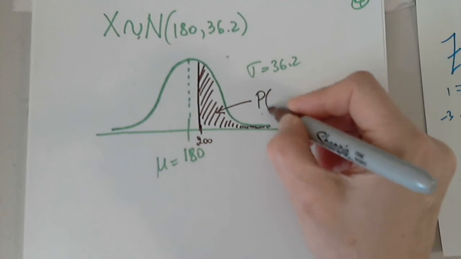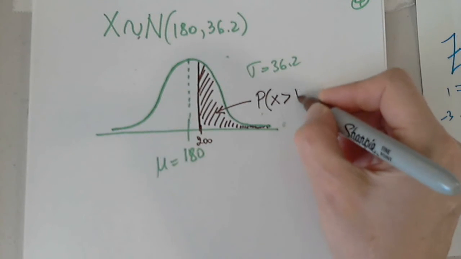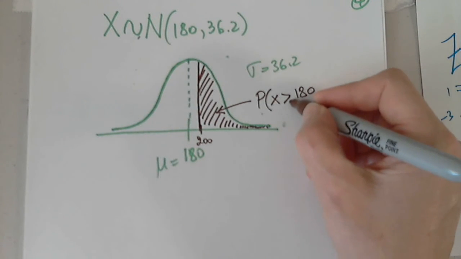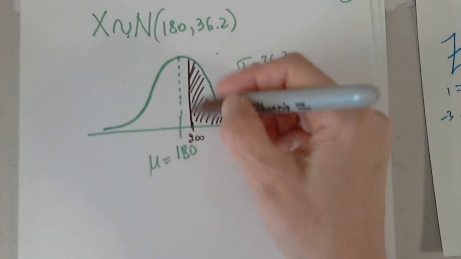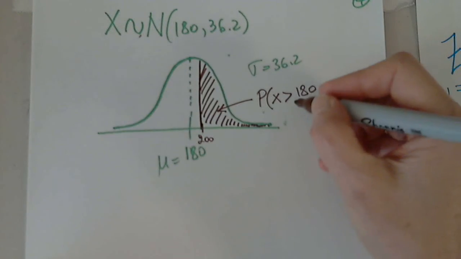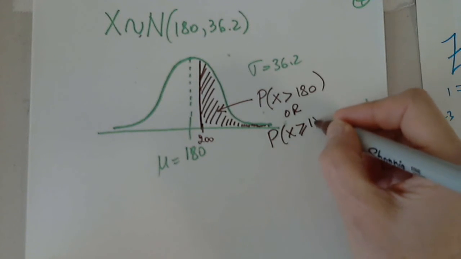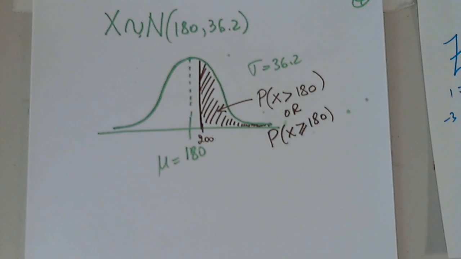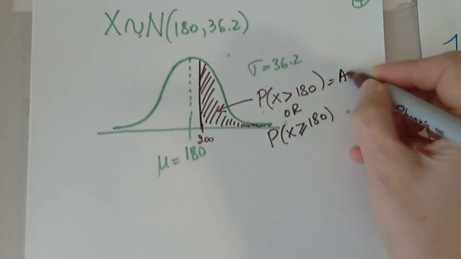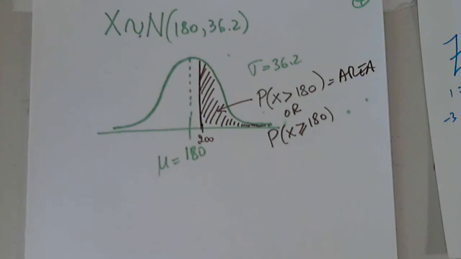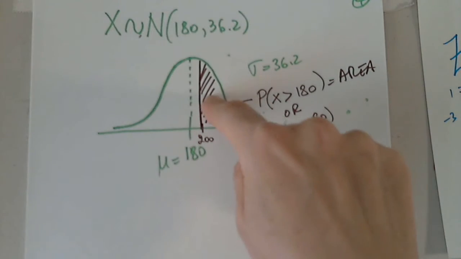So this is the probability for x to be greater than 200. It's the same thing with greater than or equal to, because we know the probability at a single point is 0. So you can write the probability for x greater than or equal to 200, they mean the same thing because it's a continuous random variable. It is this area. So the probability for someone to have a cholesterol level greater than 200 is this area.